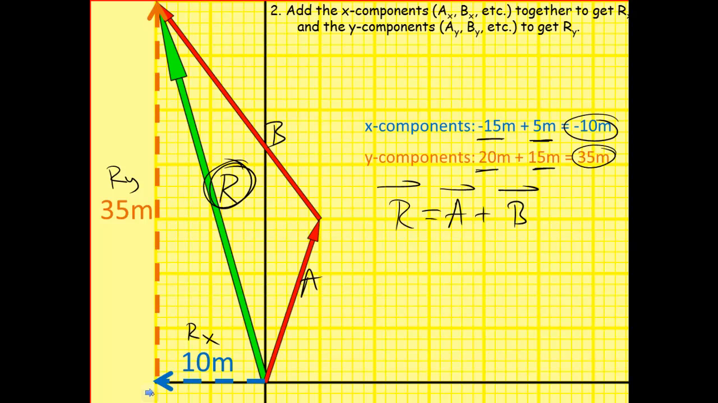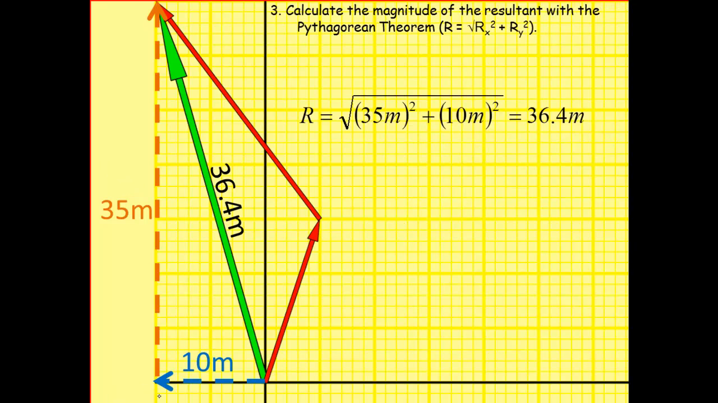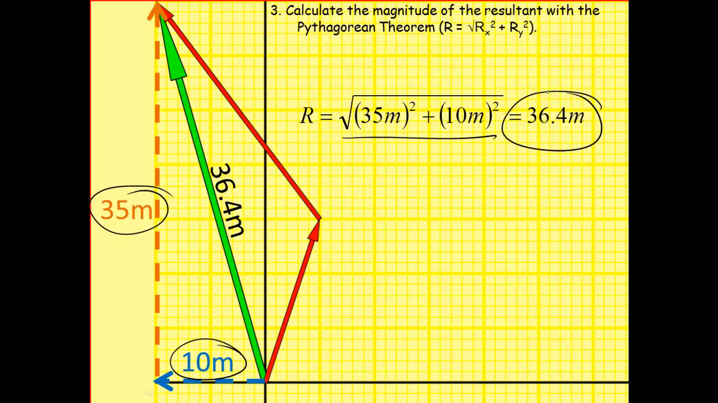So we go on to step 3, in which we use the Pythagorean theorem for our horizontal and our vertical. We plug it right into the Pythagorean theorem, and we find that the magnitude of our resultant vector is 36.4 meters. But that's just the length, or its magnitude. Because it's a vector, we also need to find its angle.